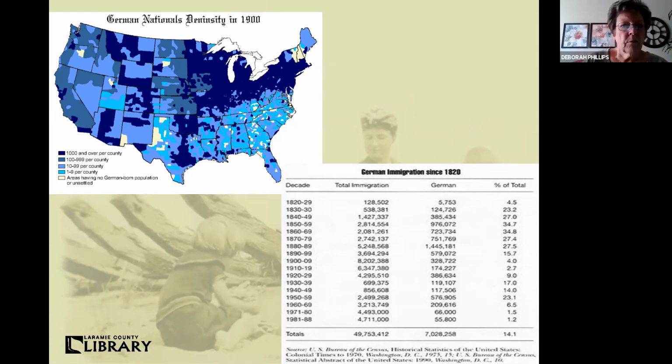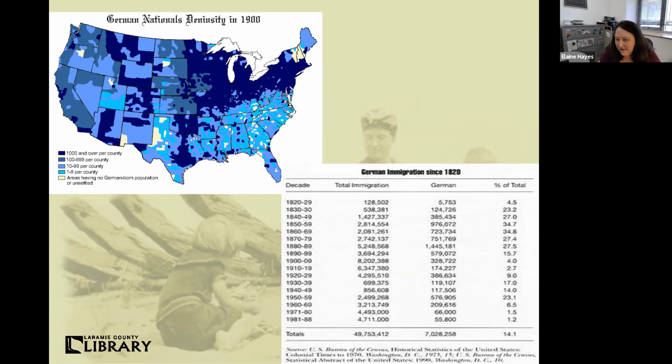Since 1820, you see some big peaks in like 1900 to 1930. There's a peak earlier in the 1850s, 1860s, 1870s. And I see a big peak here, 1880, 1890s for German immigrants. And the total percentage of all immigrants is about 14%. So that's quite a lot.